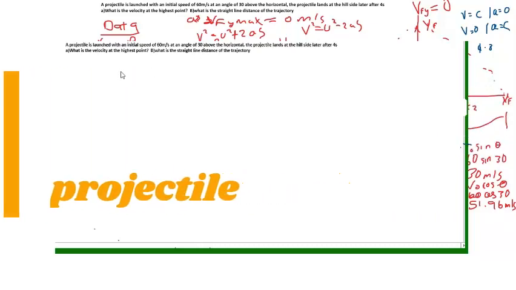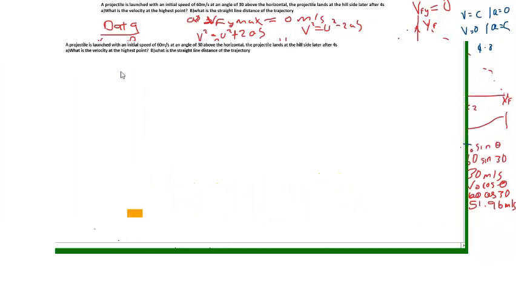Okay, so in this tutorial we're going to solve this question, which is saying a projectile is launched with an initial speed of 60 meters per second at an angle of 30 degrees above the horizontal. The projectile lands at the hillside later after 4 seconds. So just this, we read and understand first step. So doing that, we are going to draw or write down the data given.